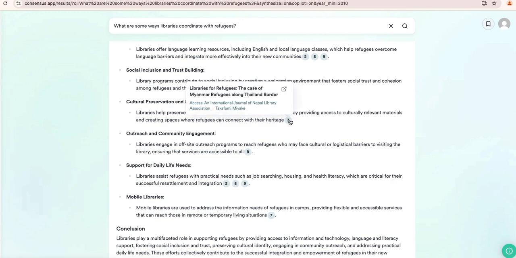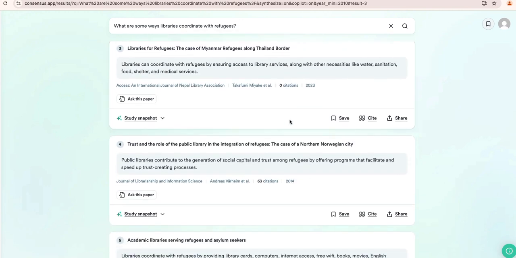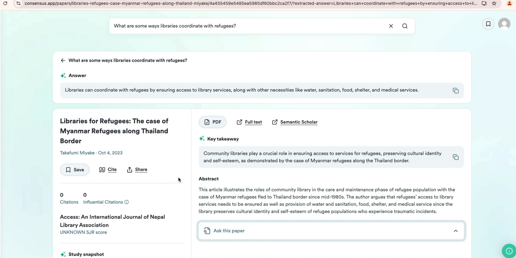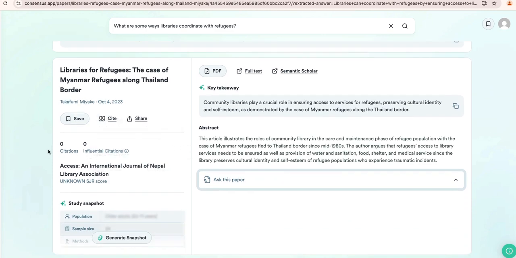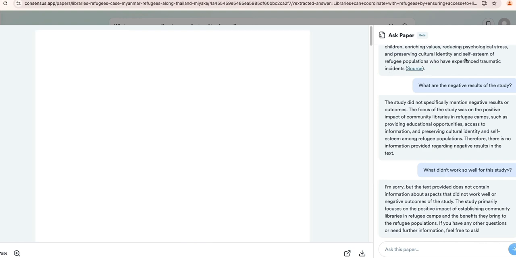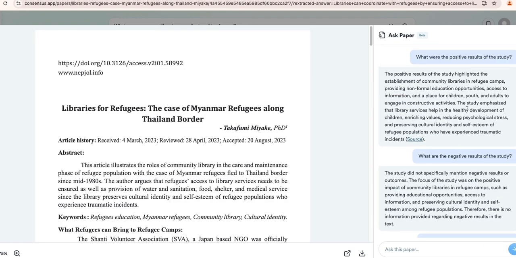And let's see, so go here to get this. This is number 3. I'm going to look at a specific example of an article I'm interested in: the case of Myanmar refugees along the Thailand border. And then here, if it had citations, you could look at that, and that could be very useful to research, or influential citations. You could look at a PDF, you could look at full text, you could find out where it was found on Semantic Scholar.